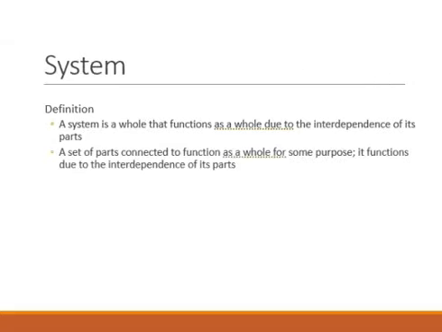Okay. So, a system by definition is a whole that functions as a whole due to the interdependence of its parts, and a set of parts connected to function as a whole for some purpose. It functions due to the interdependence of its parts. I know that's kind of a big mumbo jumbo, but that's just how your book defines it, so I left that in there for you guys.